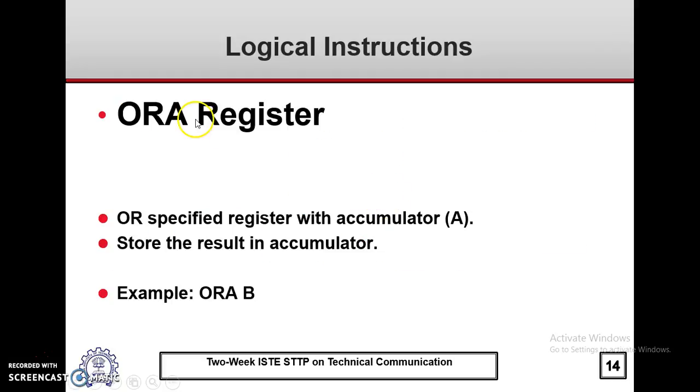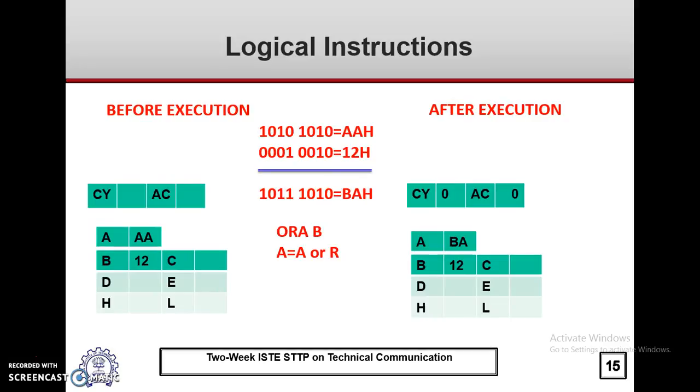OR instruction. Now ORA register, content of register is ORed with the content of accumulator, and result is now available in the accumulator. There is an example. You can see here very well. ORA B. B content is ORed with the content of accumulator, and result is available in the accumulator.